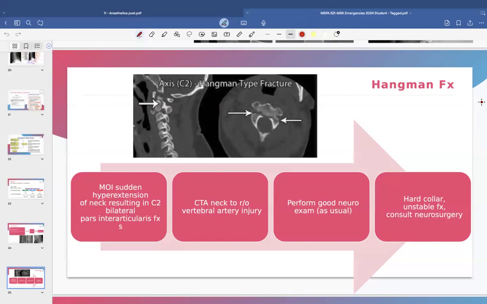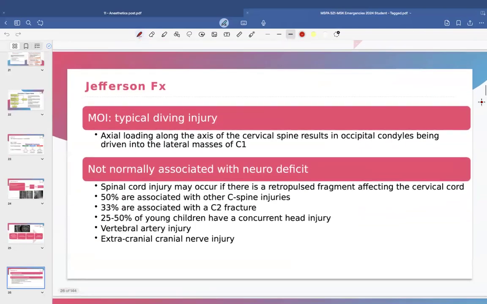That's gonna make you have these, where the occipital condyle is driving into the lateral masses and you're gonna have a fracture. These are not normally associated with a neurological deficit. You've got a lot of room for your cord at C1, C2, a big wide opening. So you can have some neurologic injury, of course, but it's not definite. You don't necessarily have cord injury unless there's some retropulsed fragment going back into the spinal canal.